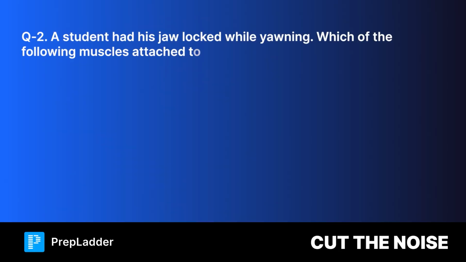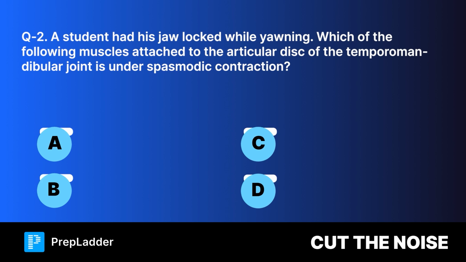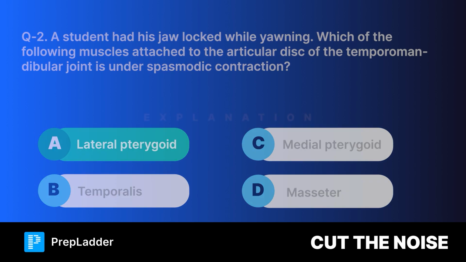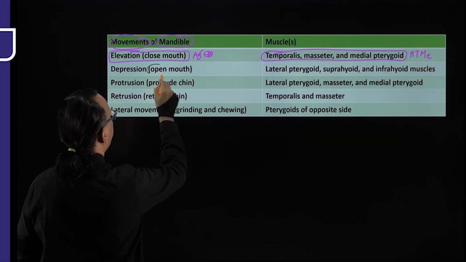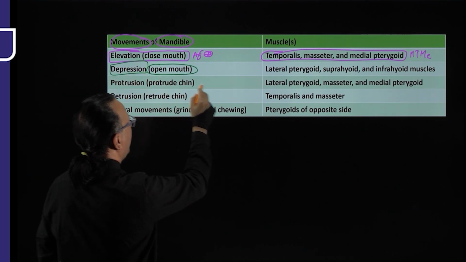Question 2. A student had his jaw locked while yawning. Which of the following muscles attached to the articular disc of the temporomandibular joint is under spasmodic contraction? Your options are, and the correct answer is lateral pterygoid. Here's the explanation. If we are talking about opening the mouth, then one muscle which you should remember working for depressing the mandible is the lateral pterygoid.